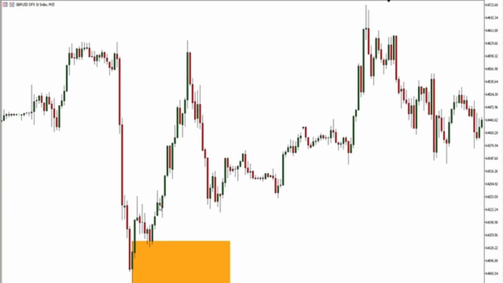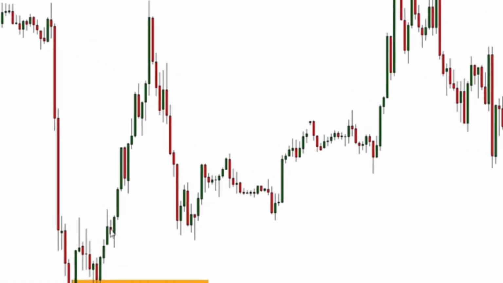Look at this one. This one is not your order block because this one took out the low. So this is your order block. Price came back and reacted around the level and pushed up. It has a fair value gap. This is our order block.